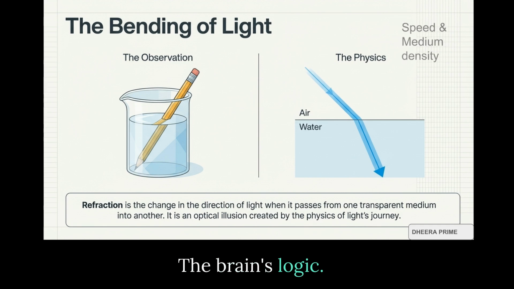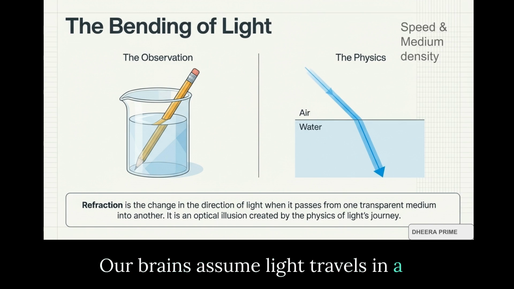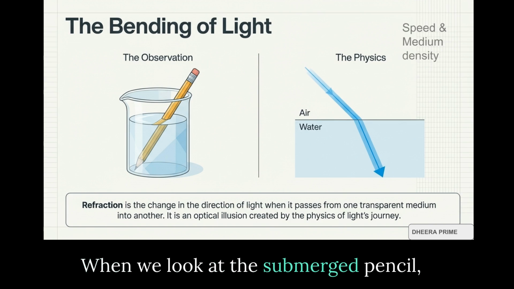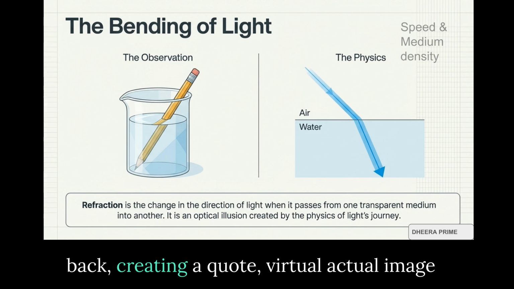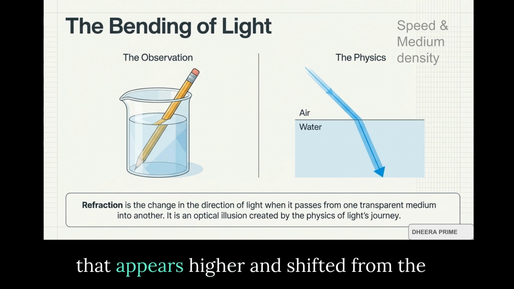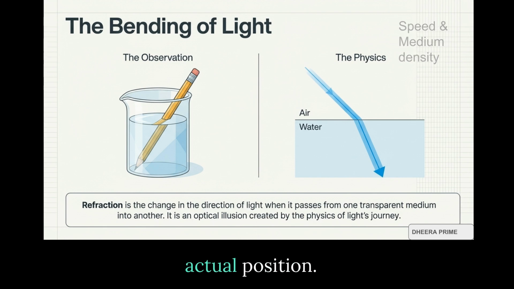The brain's logic: our brains assume light travels in a straight line. When we look at the submerged pencil, our eyes trace the refracted rays straight back, creating a "virtual image" that appears higher and shifted from the actual position.